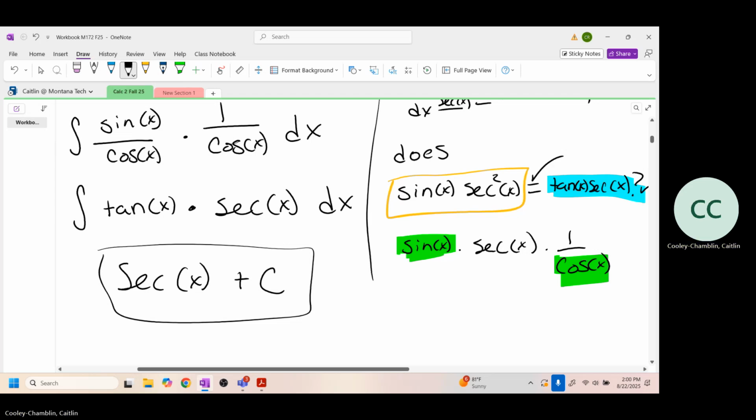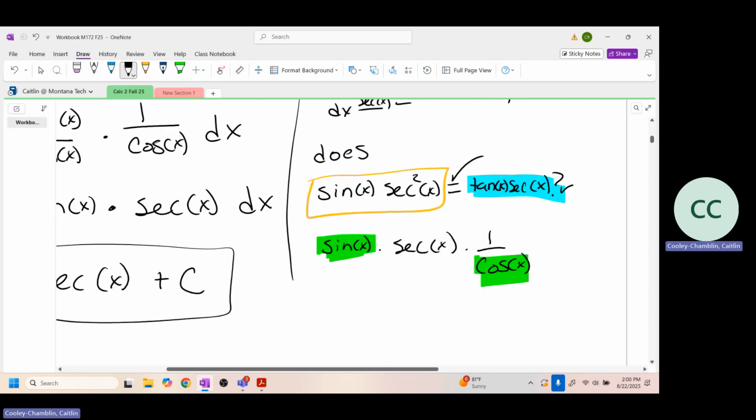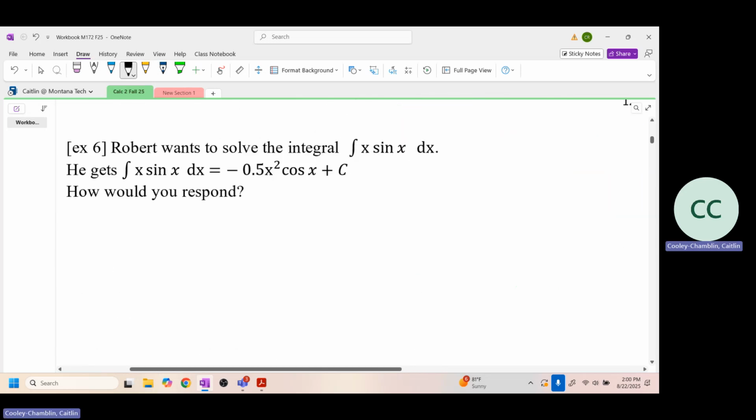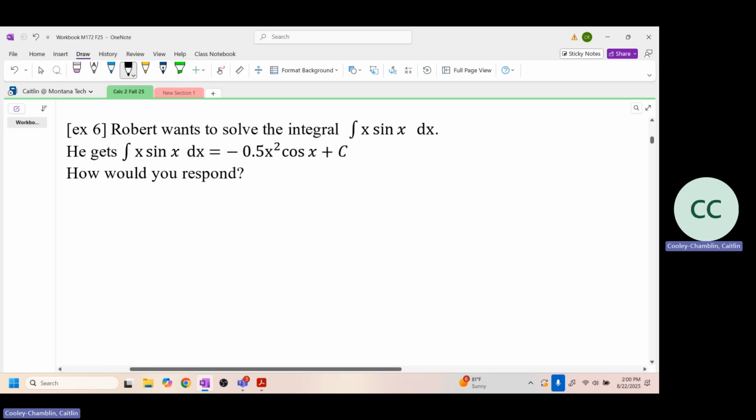Okay. So this is about as tricky as they get for this particular lesson. I promise down the road we'll add in some more algebra or trig identity changes that we need to do. But if you have any questions, let me know. All right, let's move on to this last problem, example 6.